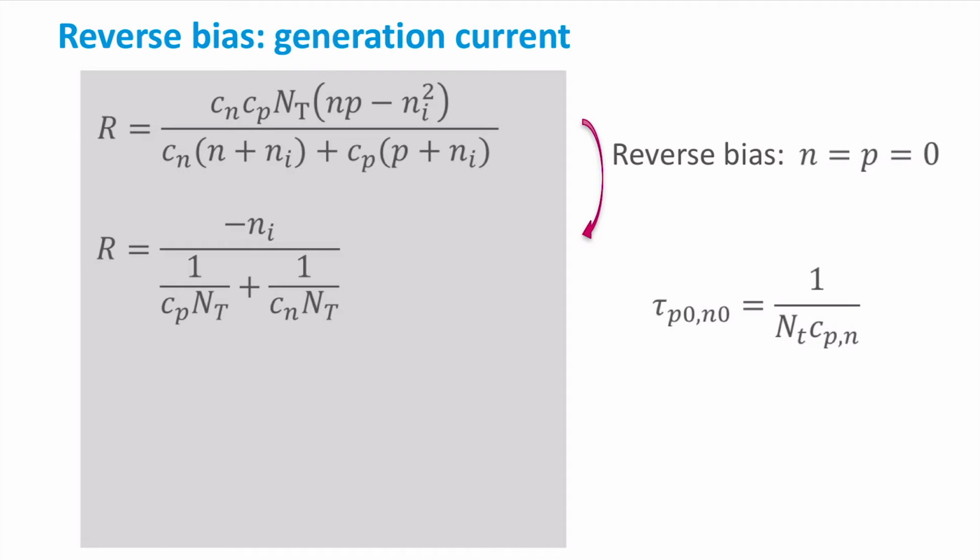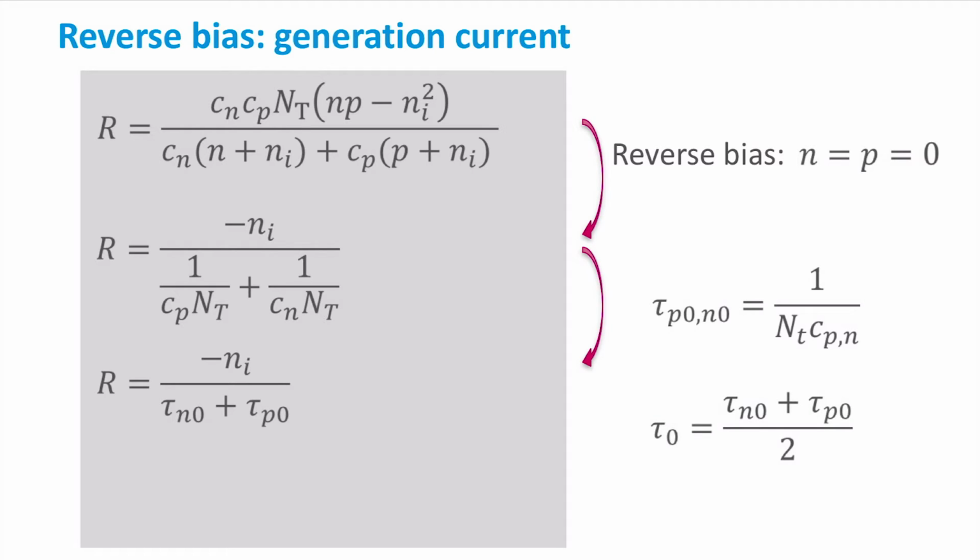As we have seen before, the SRH lifetime is inversely proportional to the trap density and the capture coefficients, allowing us to rewrite this equation again. We now define tau 0 as the average of the lifetimes for electrons and holes, which then leads to our final expression of the recombination rate. Note that this recombination rate is equal to minus the generation rate.